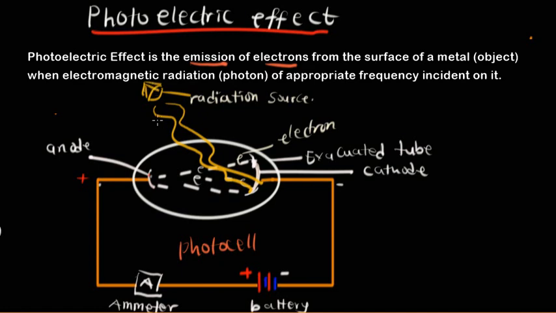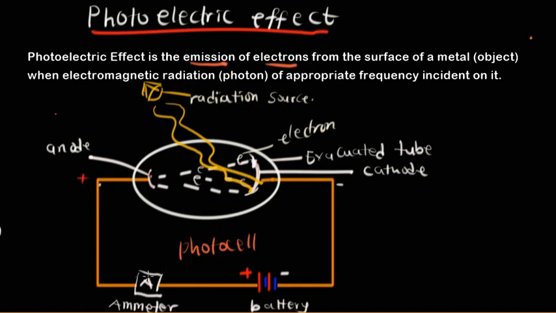This can be a lamp or any source that can give us light or any radiation of appropriate frequency. This radiation is incident on the cathode, which is negatively charged, and immediately electrons are emitted and attracted onto the anode. You can see that from here to here we have the battery and the emitter, but this circuit is not closed when electrons are not emitted. When electrons are emitted, they immediately close the circuit and current begins to flow.